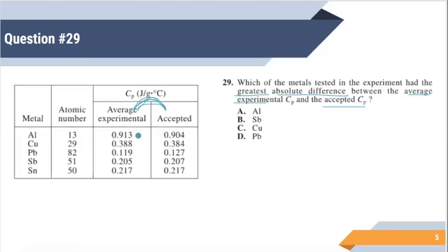Al, aluminum, you've got this guy and this guy. The difference between these is about 9 1/1000ths. Okay, so we've got 9 there. Okay, B says SB, so here's SB. The difference between these is only 2 1/1000ths. All right, next one is CU. The difference between these is about 4 1,000ths. And then our last one is PB, this guy here. The difference between these is 8. Okay, they're asking which one had the greatest difference. That would be for 29A.